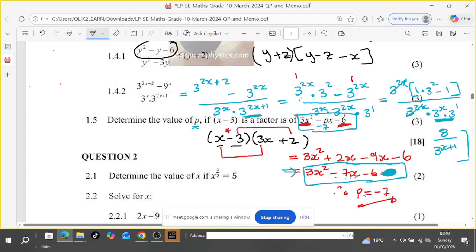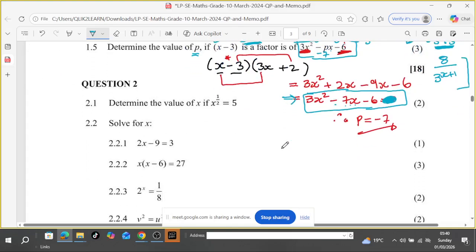So now tell me, do you understand why we say p is minus 7? Yes, you minus the 2 and the 9. It gave you negatives. Because it's like terms. Nice. Nice. Let's work on this question too. Let's see what we can do now.